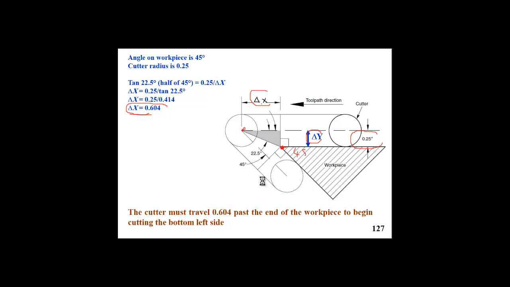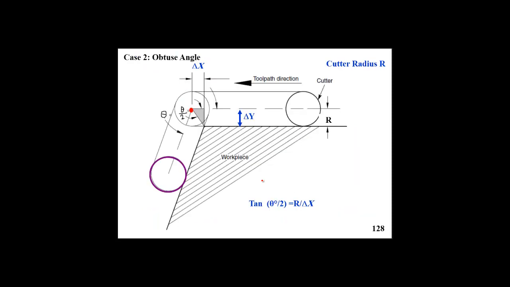The second case, if we have an obtuse angle. Obtuse angle means that theta is more than 90 degrees. So this is the second case. This is greater than 90 degrees. The treatment is almost very similar.